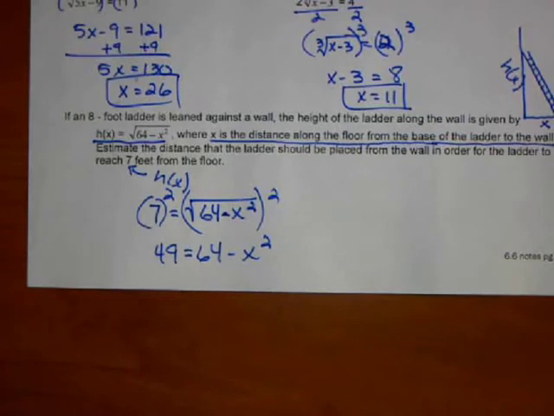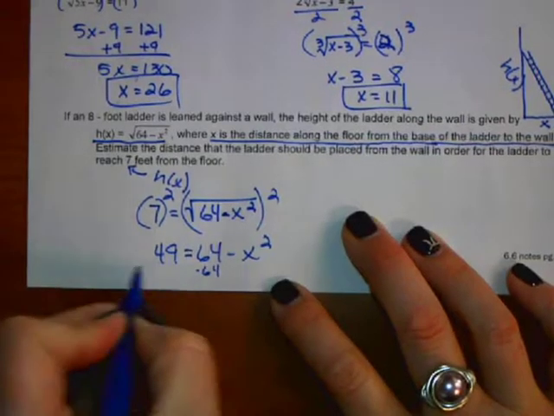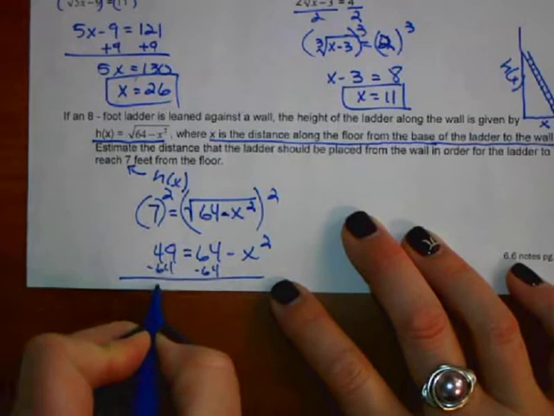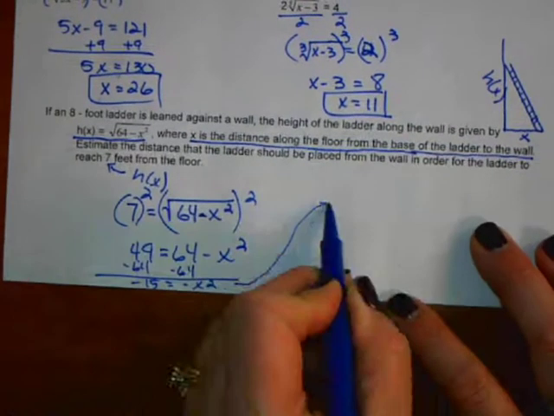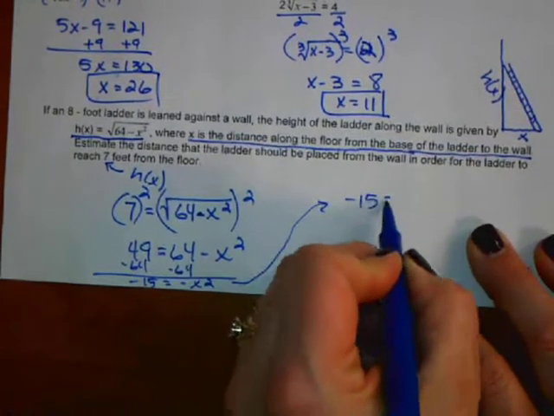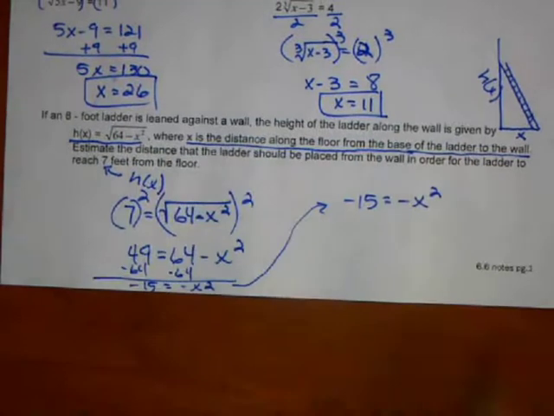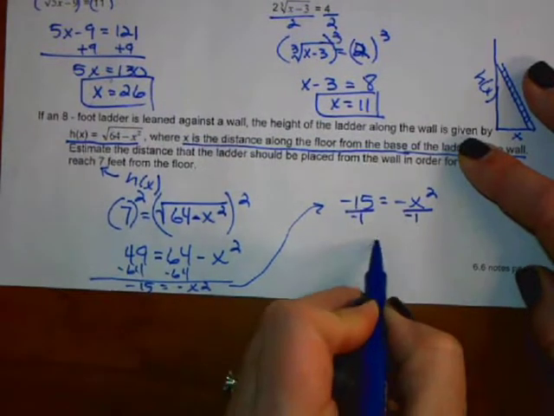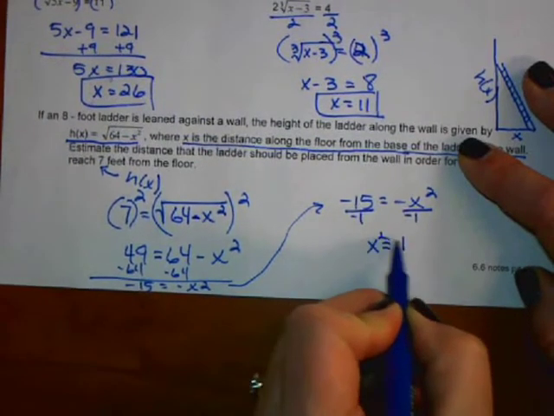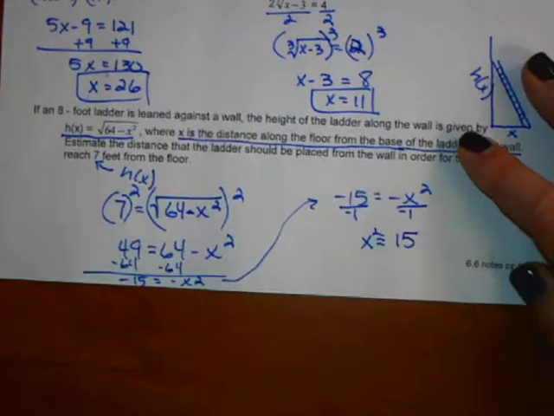We don't. We can subtract 64 from this one. Watch where it's going. Negative 15 equals negative x squared. I don't like that. It's all squinched, so I'm going to come up here. Negative 15 equals negative x squared. Yeah, those negatives are yucky. How can I get rid of it? Divide by negative 1 on both sides. x squared equals 15.